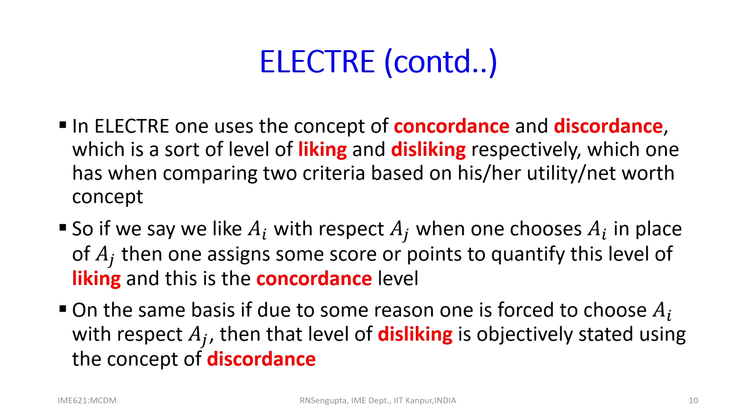So, if we like AI with respect to AJ, when one chooses AI in place of AJ, then one assigns some scores or quality points which are positive and quantifies this level of liking in the concordance level, the positive level. On the same basis, if due to some reason one is forced to choose AI with respect to AJ, then the level of disliking is objectively summarized in the discordance set.